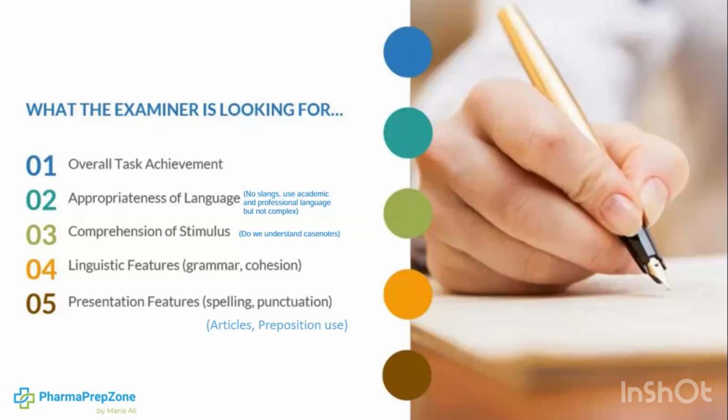Hello, today we will be talking about OET writing criteria, like on what basis OET is examining your writing task. So here are the five things that examiners are looking for in your letter.